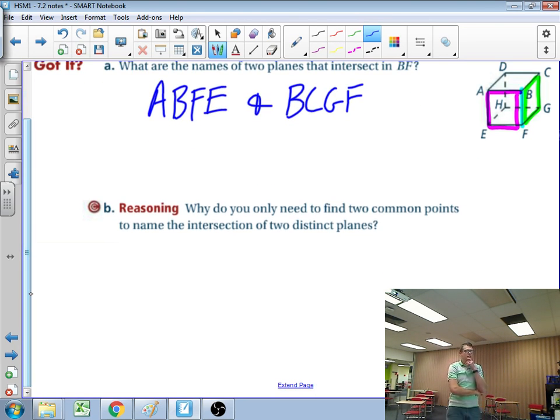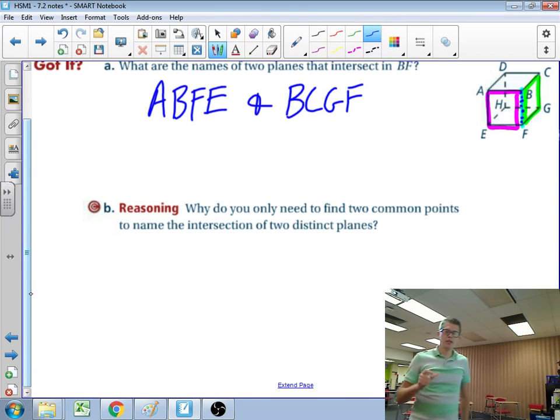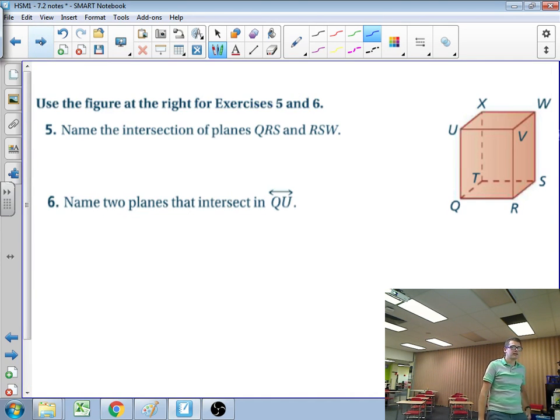Why do you only need to find two common points to name the intersection of two distinct planes? Because there's really infinitely many points involved. I could put a point here, here, here, here. Any line really contains infinitely many points because we can continue to zoom in and get more and more precise. So we only list 2 points because those 2 points indicate there's a line. By naming 2 points that are connected, we know that there's a line, so that's why we just say 2 points to name that intersection.